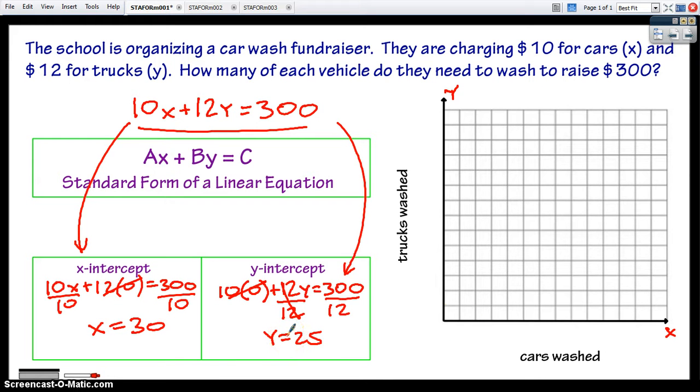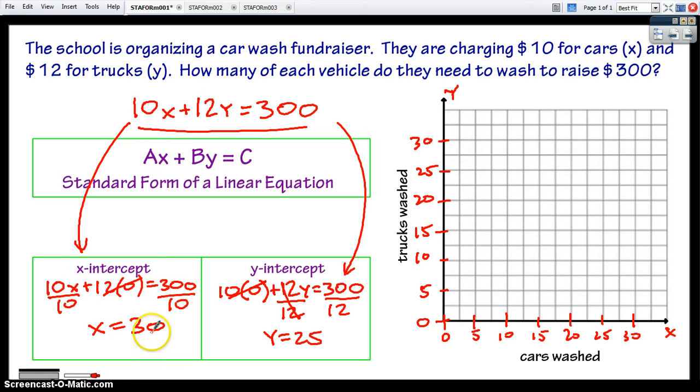Alright, so let's increment the graph here. I think it'll fit if I go, for every 2 squares, 5 vehicles. So 5, 10, 15, 20, 25, 30. If I go up to 30, that should be enough. And we'll do the same thing this direction. 5 trucks, 10, all the way up. Now, what I do is I graph my 2 intercepts.